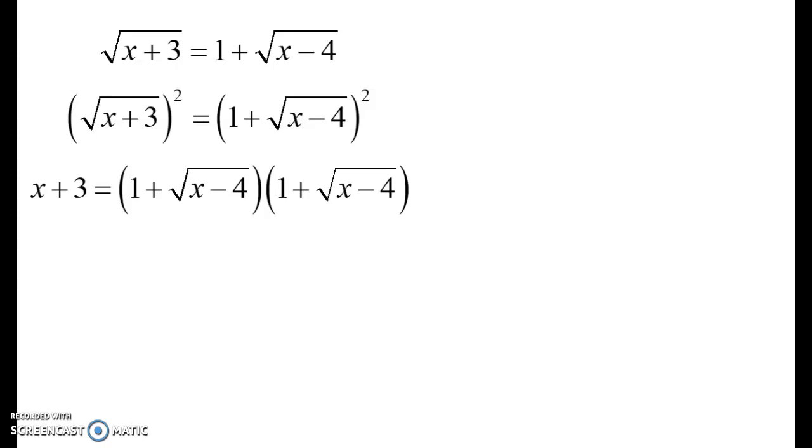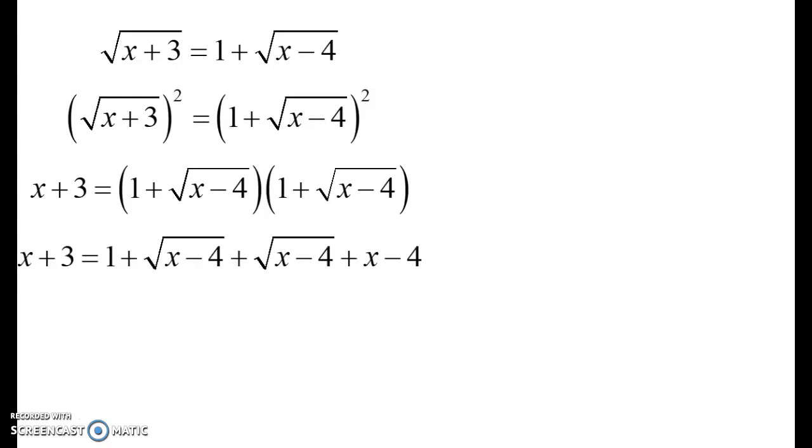When you distribute it, you have 1 times 1, which will give you 1. You have 1 times the square root of x minus 4, which gives you the square root of x minus 4. So you've done the first term in the first set of parentheses with both terms in the second set. Then you do the second term in the first set of parentheses by both terms in the second set of parentheses. So you have the square root of x minus 4 times 1. Then you have the square root of x minus 4 times the square root of x minus 4. And this is what happens.